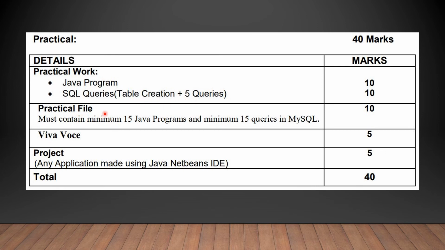Then is practical file. It is of 10 marks and this practical file must contain minimum 15 Java programs and minimum 15 queries in MySQL. Then is Viva, it is of 5 marks. And then is project. In project work, you have to prepare any application using Java NetBeans IDE and this project will be of 5 marks. So the total of practical is 40 marks.